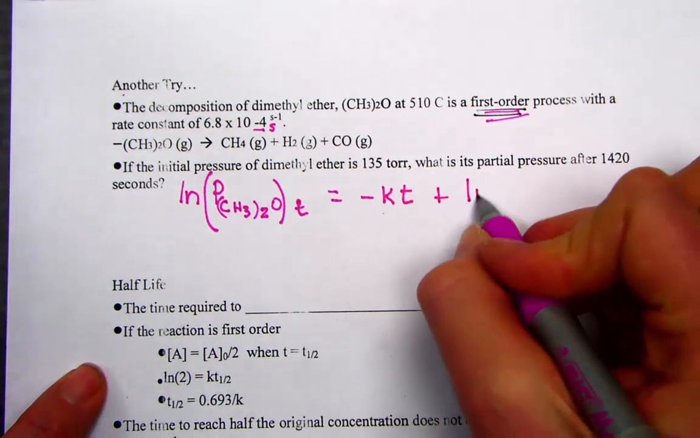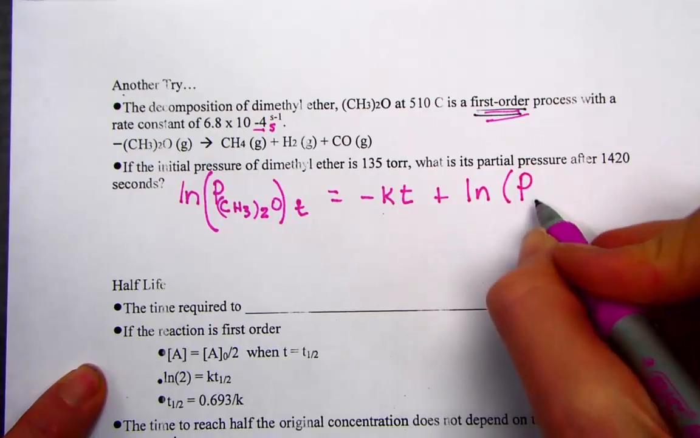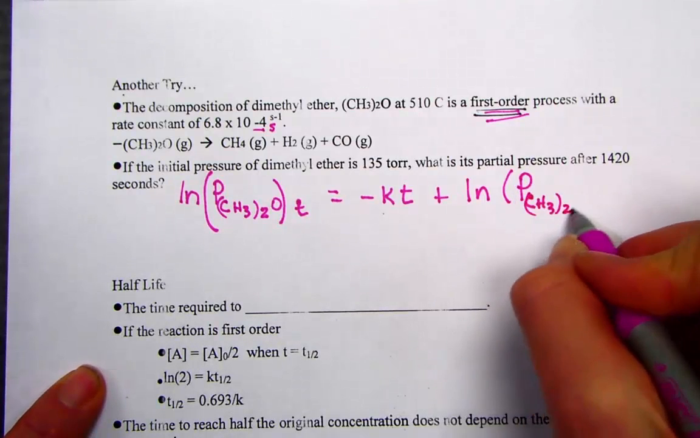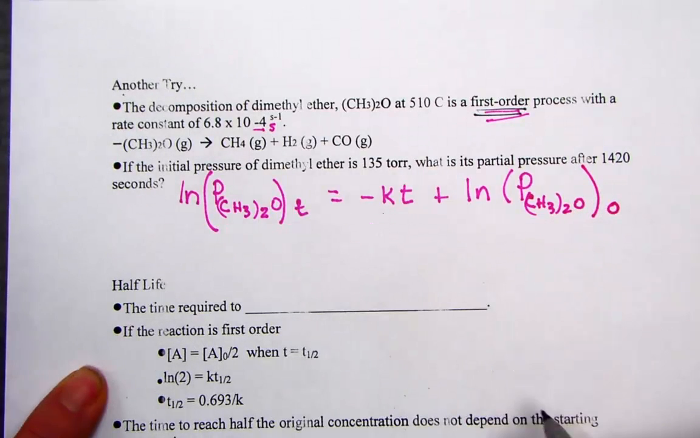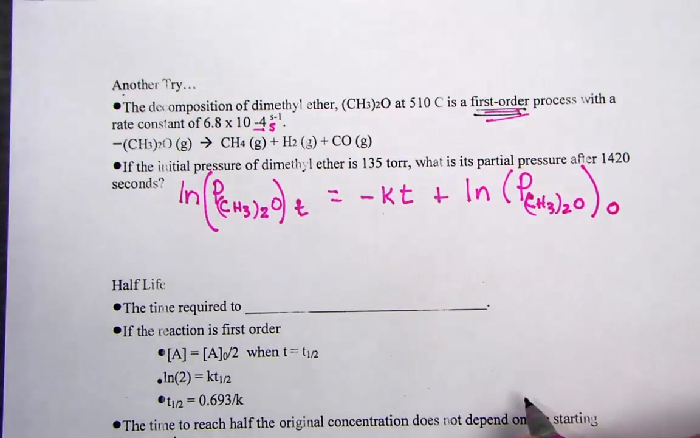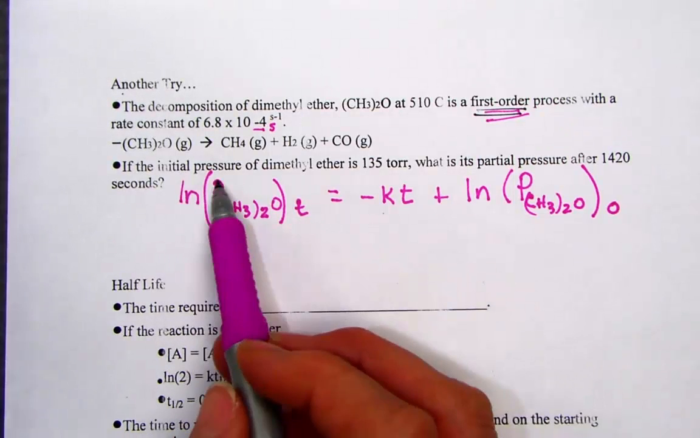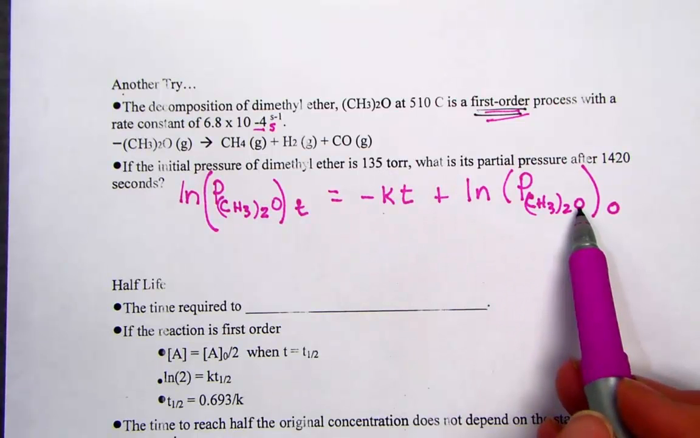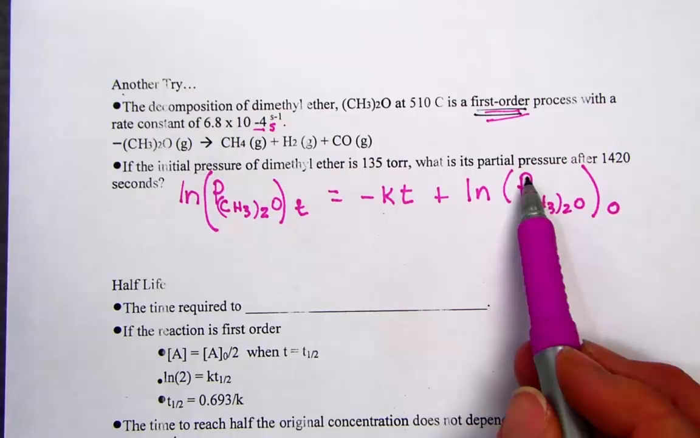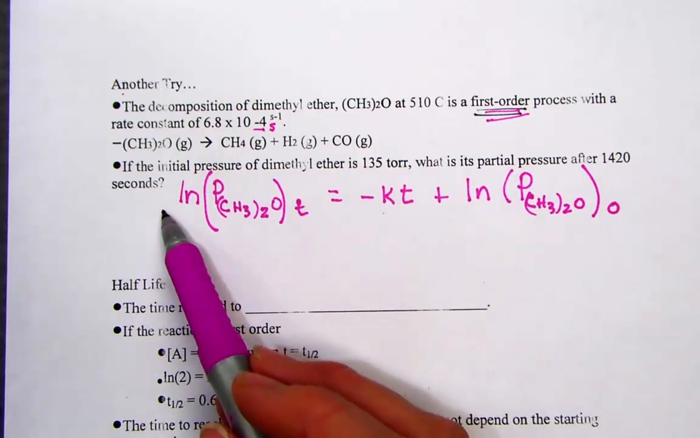plus the natural log of the partial pressure of our reactant, CH3 taken twice, O, and I'll close the parenthesis and put a 0 to say the original amount of pressure. No difference in the math, I'm just showing partial pressure instead of big M molarity units. If the initial pressure is 135 torr, that's this guy at the end. What's the partial pressure after 1420 seconds?